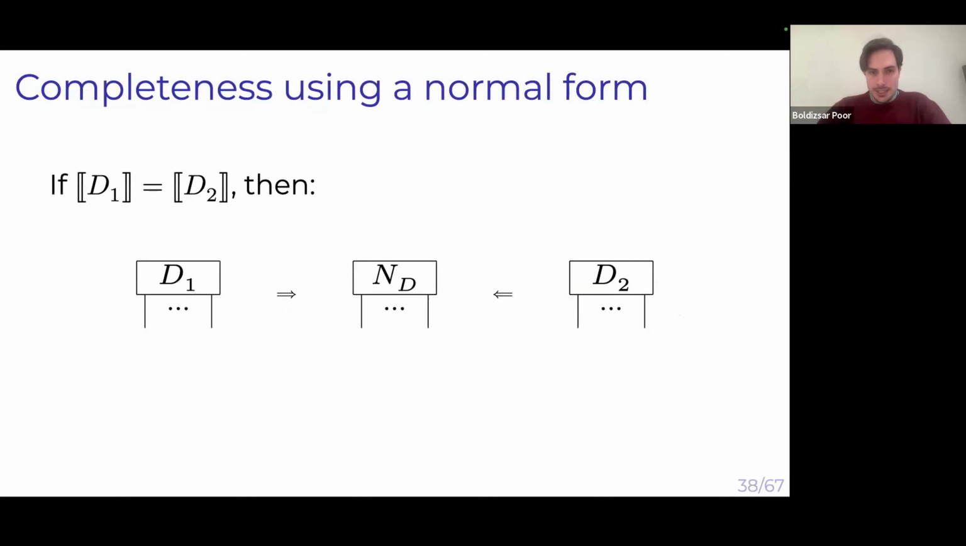And then we use this normal form that we have established to prove completeness. So what we do is if we have two diagrams, D1 and D2, then the normal form will be the same for the two diagrams if their interpretation is the same, because the normal form is something unique.